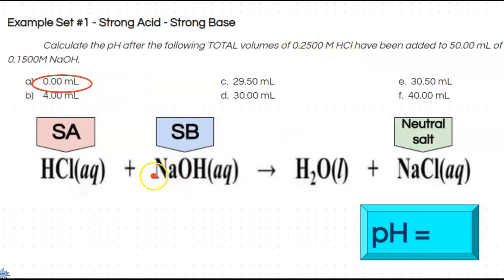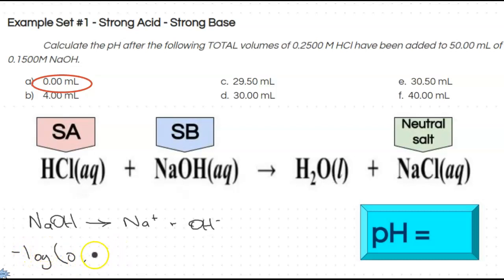So as we begin our first practice problem, we're going to look at the initial solution of our sodium hydroxide solution. So remember that sodium hydroxide is a strong base, and strong bases dissociate 100%. So our sodium hydroxide dissociates fully, giving sodium ions, which are spectators, and it produces hydroxide ions. If I want the pH of this solution, I can take the negative log of 0.1500.